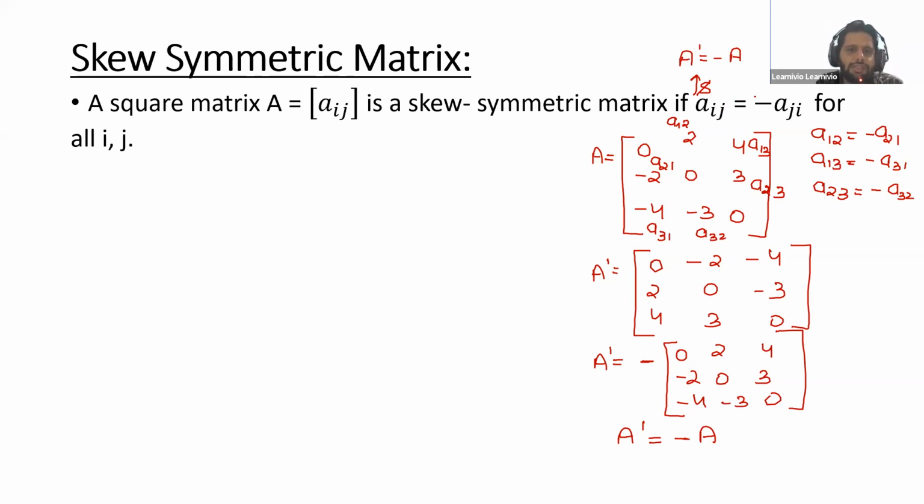So what is a skew symmetric matrix? Where A transpose is equal to minus A, and this condition always follows, that A12 is the negative of A21. So we can check here.